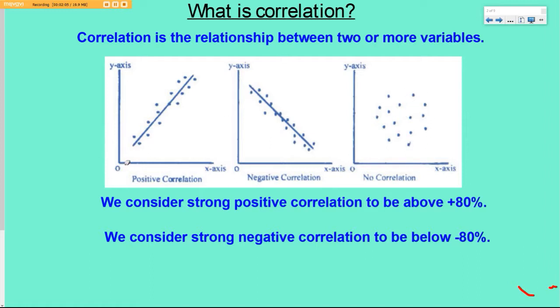Let's explain. As this one is increasing, that one is also increasing. As this one is getting bigger and bigger, this one is also getting bigger and bigger. However, in this case, as this one is getting bigger and bigger, this one is getting smaller and smaller. And in this one, there's no relationship between them. Let's use some examples now.